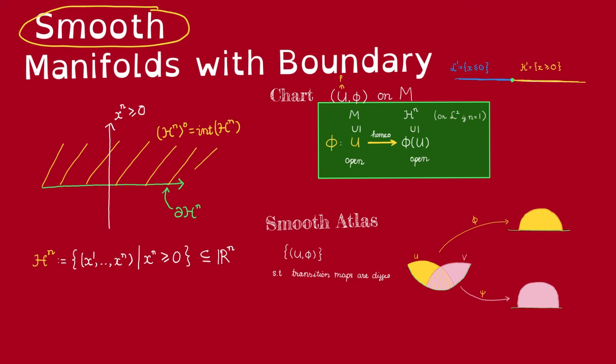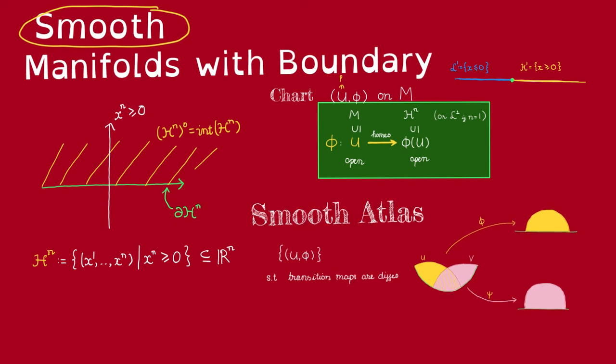Just like in the case of general smooth manifolds, smooth manifolds with boundary are manifolds with boundary with a smooth atlas. That is, with a collection of charts that cover it, such that the transition maps are smooth. So in particular, they must be diffeomorphisms. Let's review what the transition maps are. Let's say we have two charts, (U, phi) and (V, psi).